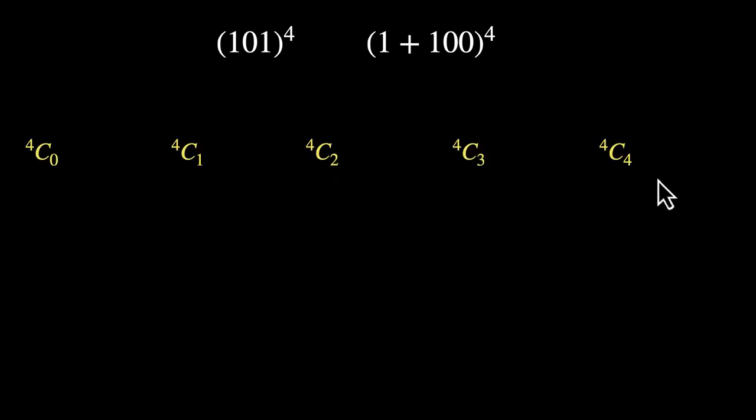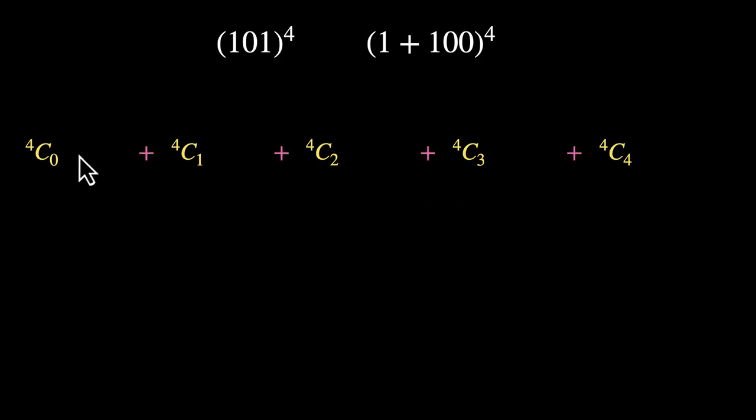Because we're dealing with binomials, it's better to break this apart into two parts. 101 can be neatly broken down into 1 plus 100. 1 plus 100 to the power 4 is very similar to 1 plus x to the power n. We can use that to expand this. So let's do that. 1 plus x to the power n, here n is 4, so we can first write down the coefficients. We have 4c0, 4c1, 4c2, 4c3 and 4c4. And because there's a plus sign here, all the coefficients are added: plus, plus, plus, plus.